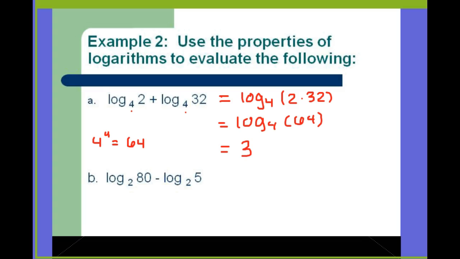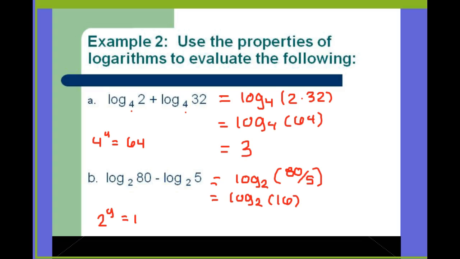Letter B, log base 2 of 80 minus log base 2 of 5. Subtraction turns to division. So you get log base 2 of 80 divided by 5. So 5 goes into 80 16 times. So it becomes the question of 2 to what power is 16? Which is the fourth.